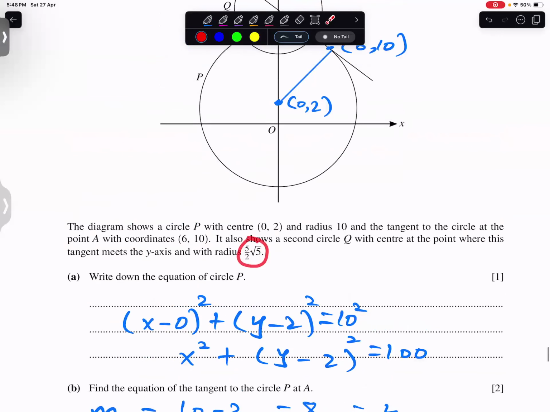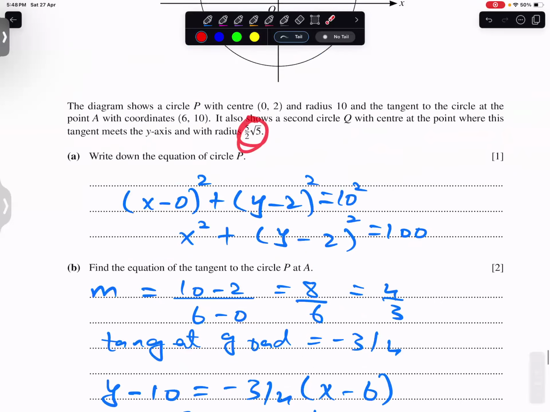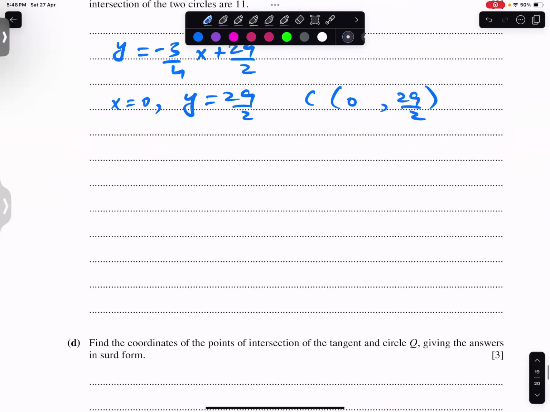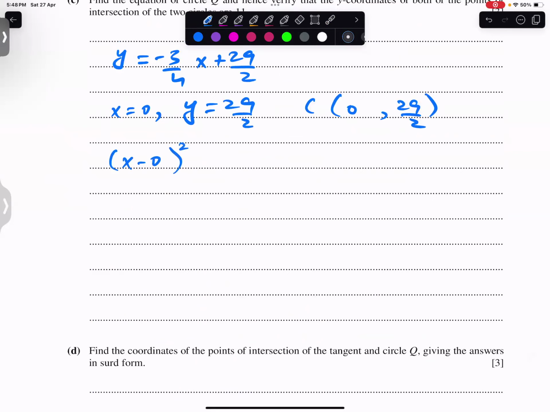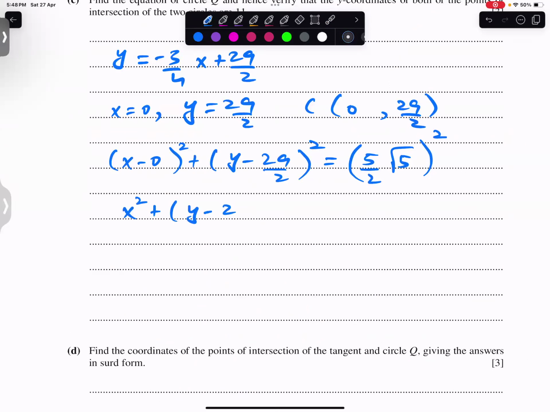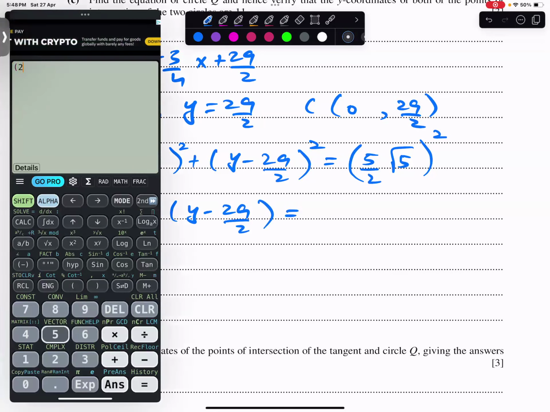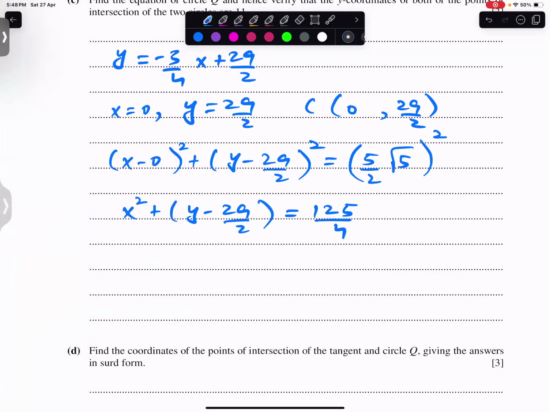This is the radius of small circle Q. So (x − 0)² + (y − 29/2)² = (5/2 √5)². So x² + (y − 29/2)² = 25 × 5 over 4, which is 125/4. So this is the equation of circle Q.